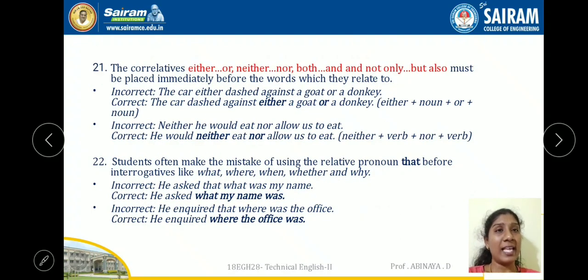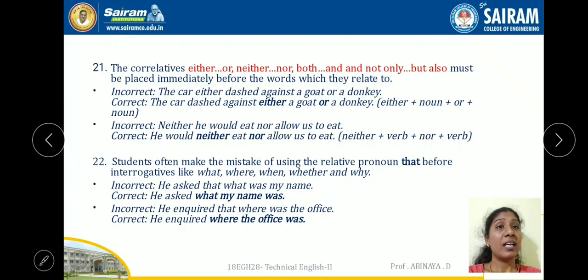21. The correlatives either or, neither nor, both and, and not only but also must be placed immediately before the word that they relate to. So these words, the correlatives, have to be placed before the word, not after the word, before the word that they modify. See the first example. The car either dashed against a goat or a donkey. Either dash, it is not either dashing or not, actually it dashed against either the goat or the donkey. So that either has to come before that goat, right? So the car dashed against either a goat or a donkey, right?